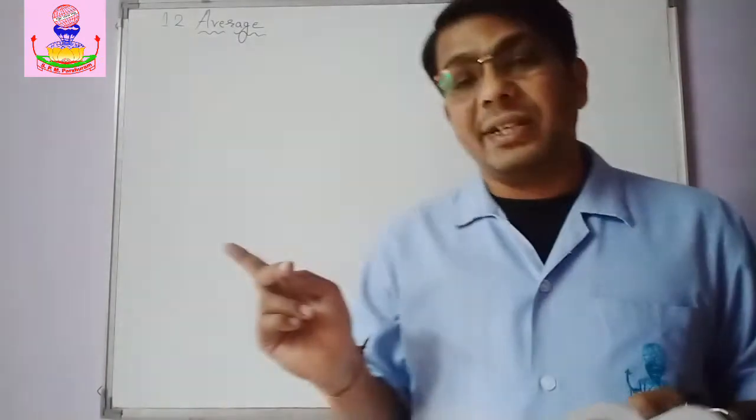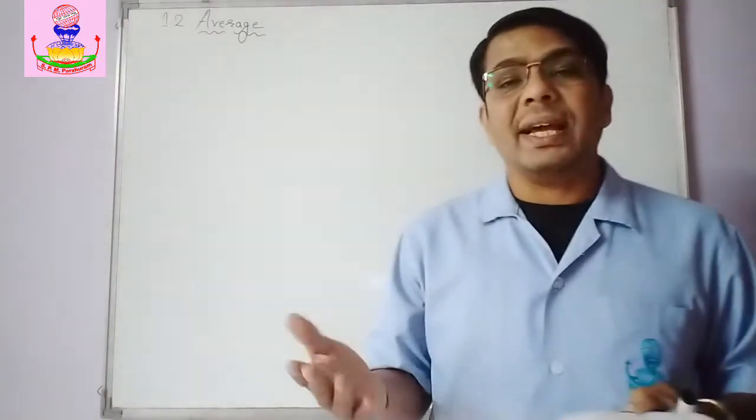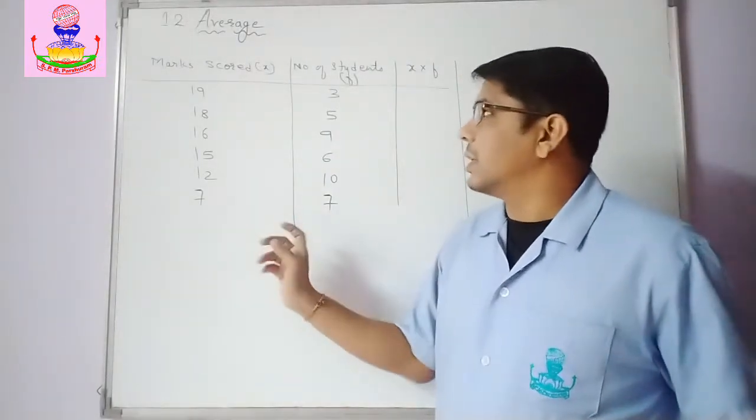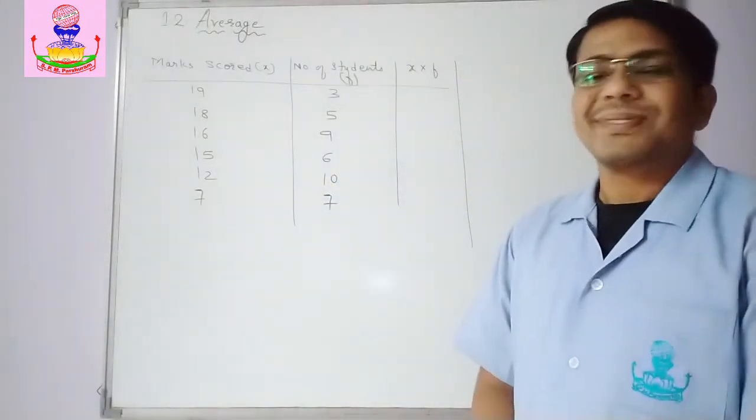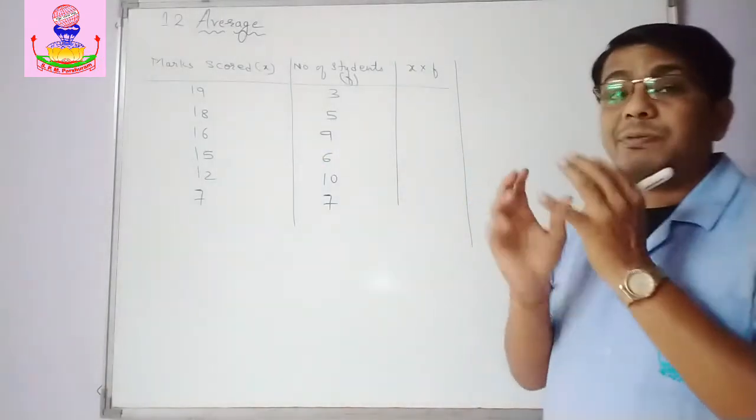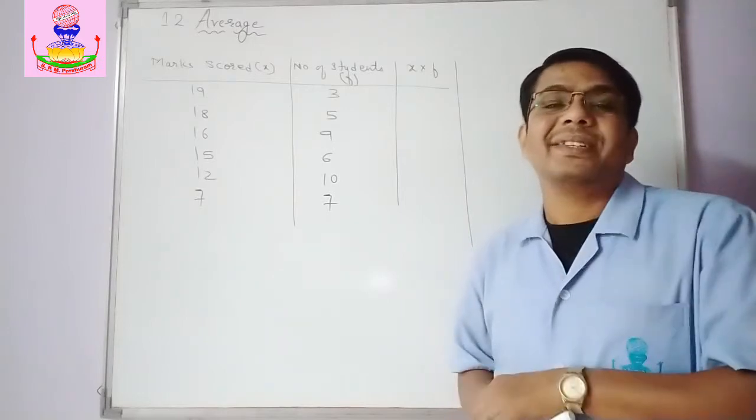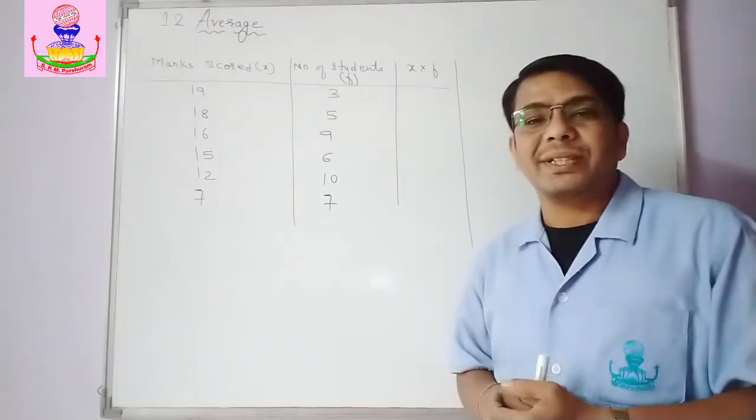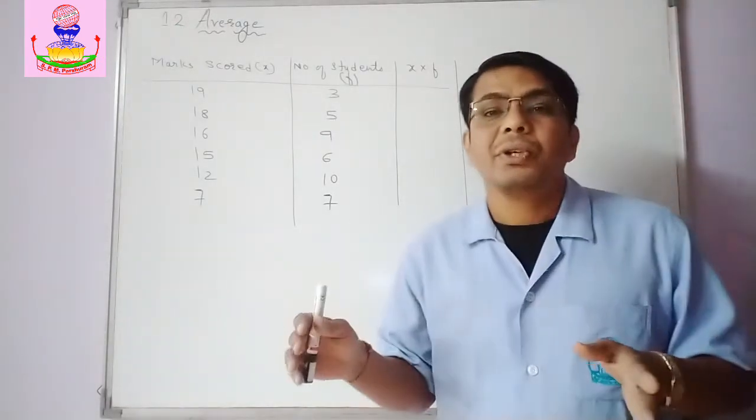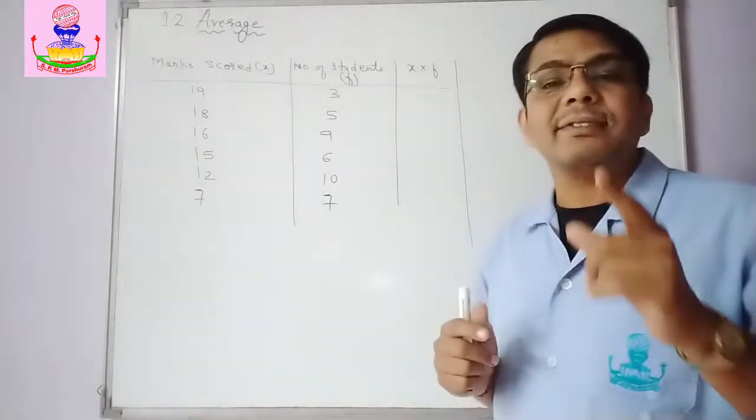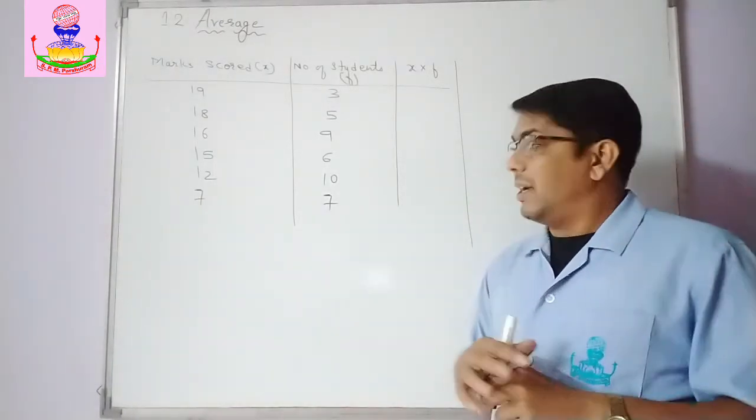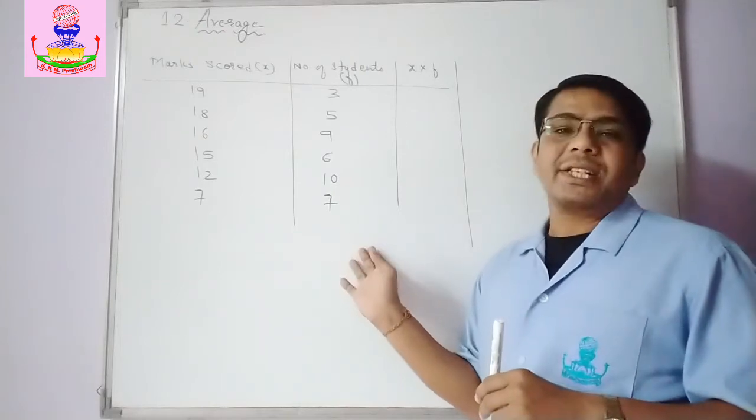So first I will draw the table and then I will show you how to do the calculations. Here, in this way, the information will be given: marks scored and how many students have scored those marks. Now here the number of observations is large, so I cannot use the regular method, sum of all observations divided by total number of observations. No doubt you can get the answer by that method, but it is time consuming. So to save our time, we use this frequency table.